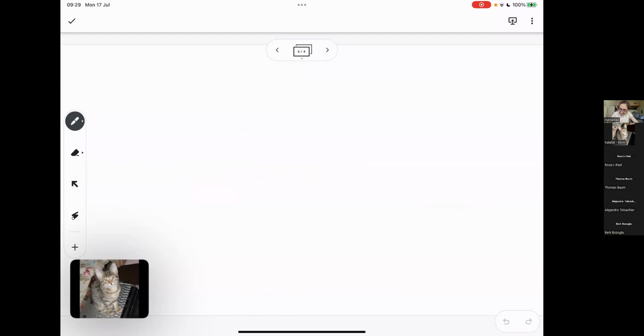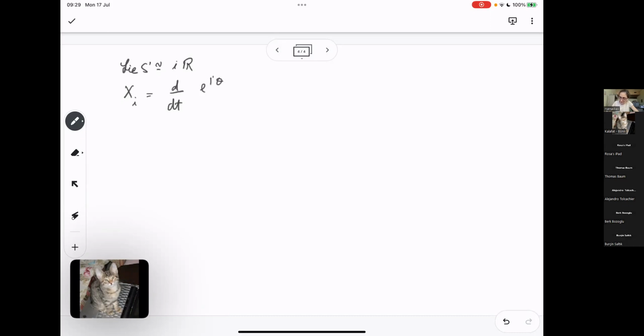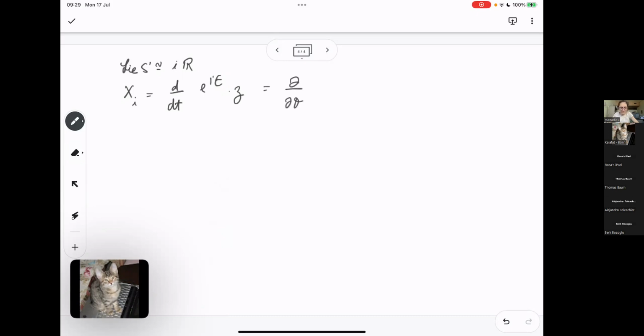So the Lie algebra of S1 is just this. And we only need to calculate one vector field. So let's calculate the one that's induced by this. And it's just this. And this is what we call the vector field d/d theta. And we need to calculate this, which is the Fubini-Study metric, or the Fubini-Study form.